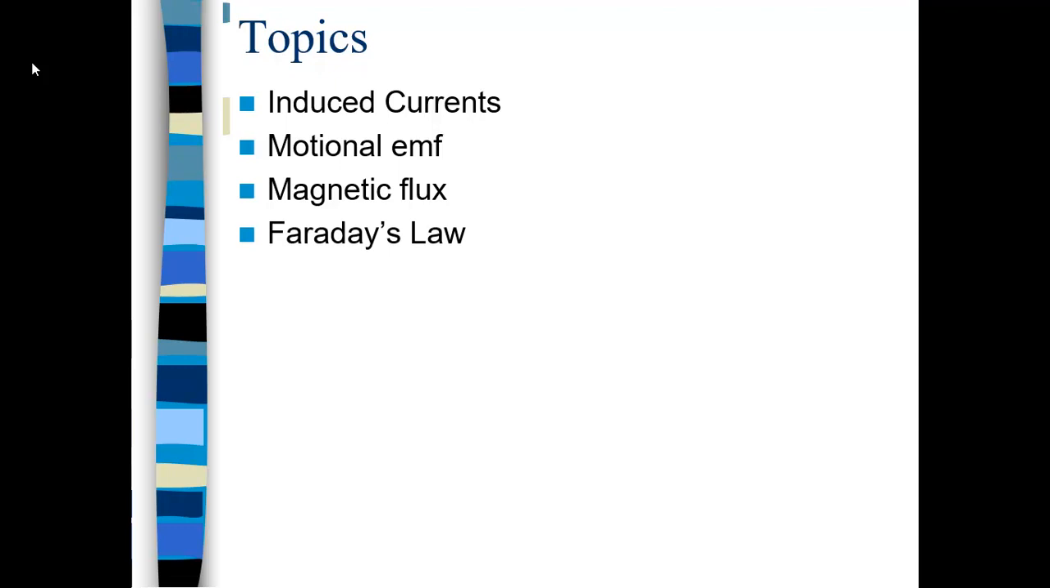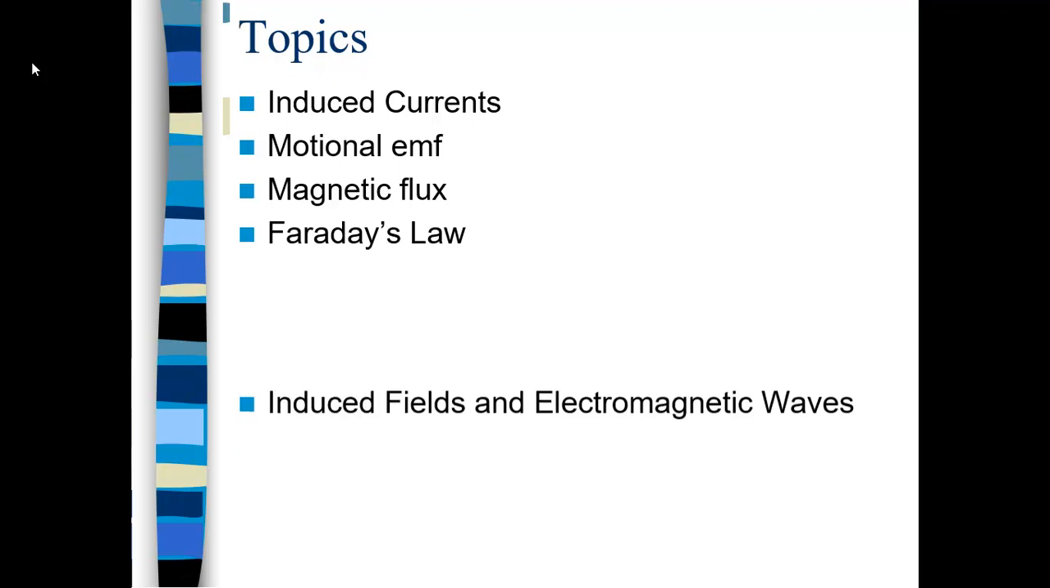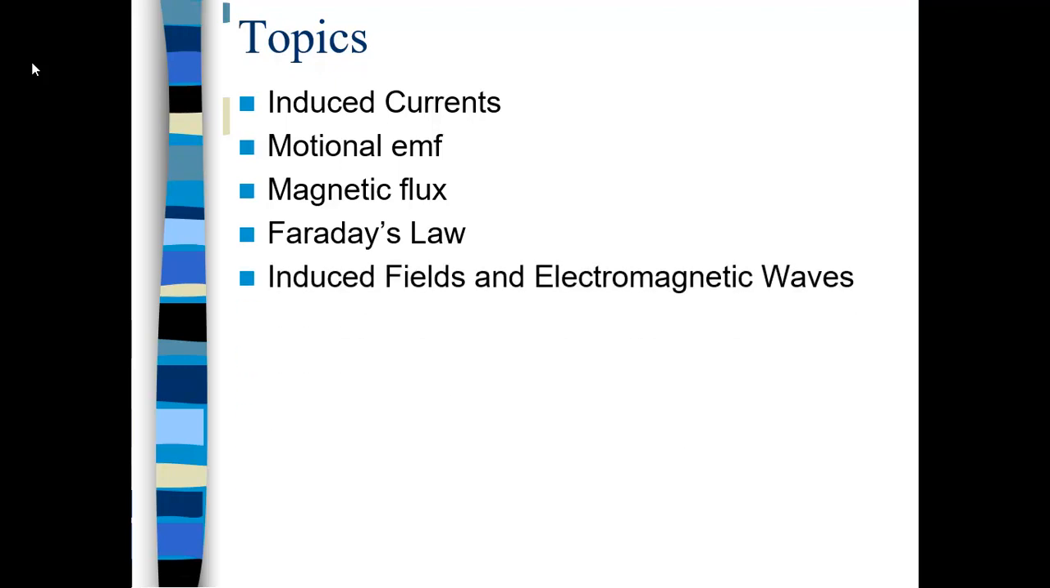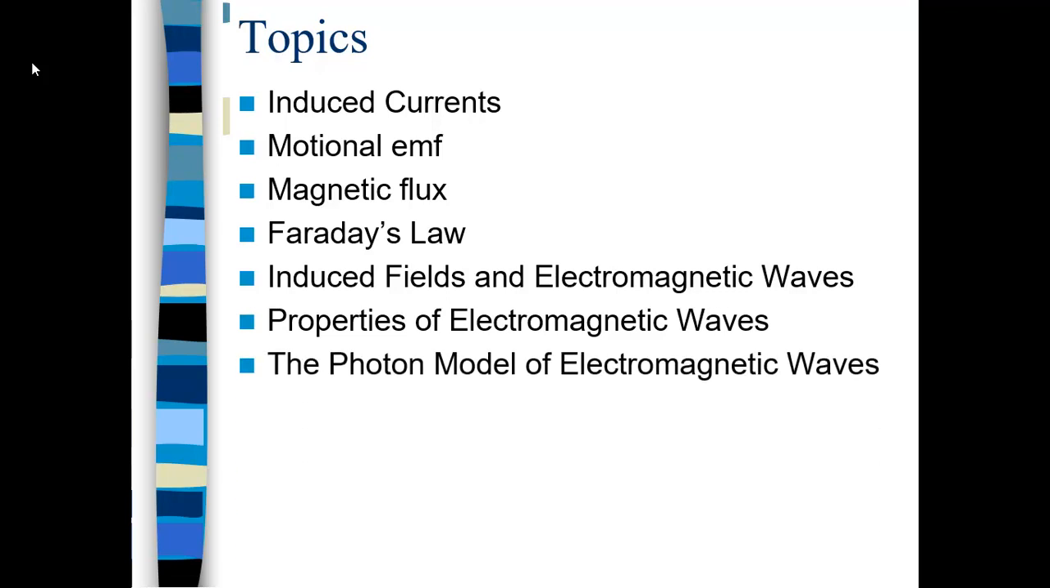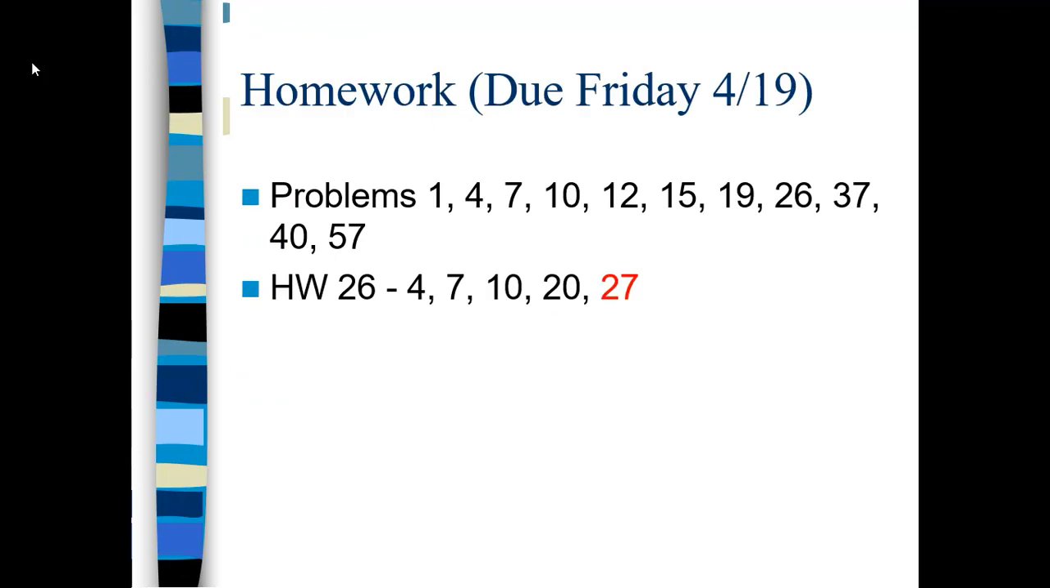We'll tie that to magnetic flux and how magnetic flux works with electromagnetic radiation, and then we'll talk about Faraday's law. Faraday's law relates electricity and magnetism directly. And then we'll talk about induced magnetic fields and electromagnetic fields and electromagnetic waves. We'll talk about the properties of electromagnetic waves. This is how energy is propagated through space. We'll talk about the photon model of electromagnetic waves and the electromagnetic spectrum.